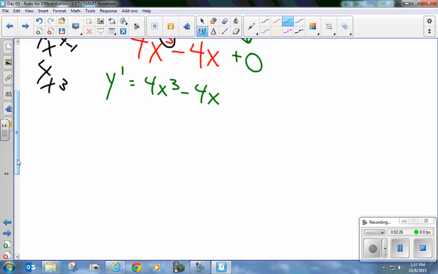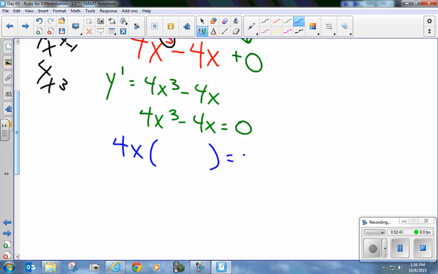This is algebra 1 stuff. 4x cubed minus 4x equals 0. What's the first thing you think I should do? Factor out of what? Yeah, not only an x, but a 4x. When I do that, what do I have left? x squared minus 1. 4x divided by 4x is 1.